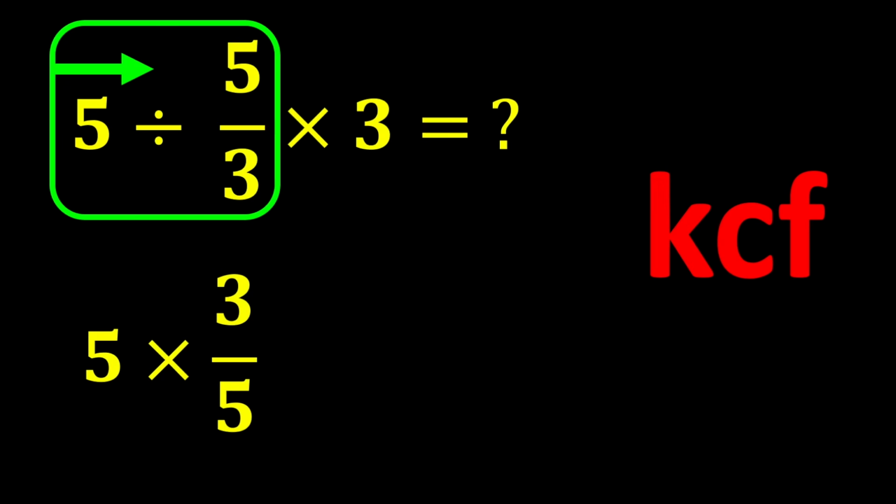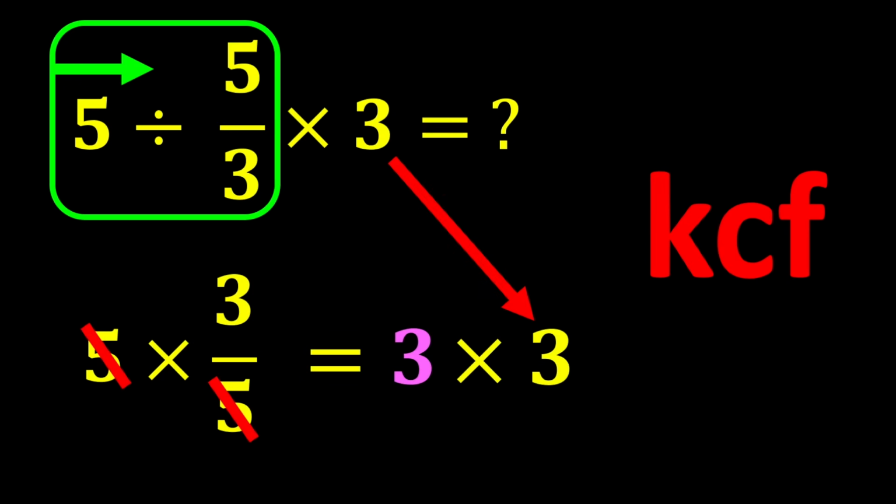5 over 3. This 5 and this 5 cancel each other out, and only 3 remains. In the end, we calculate 3 times 3, which gives us 9.